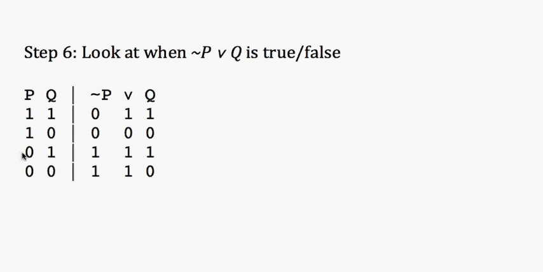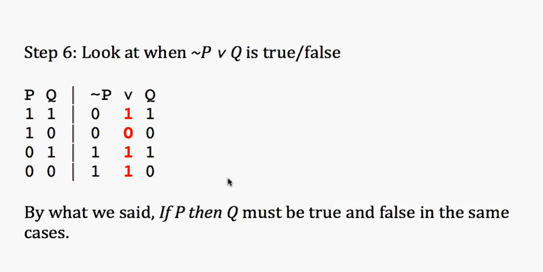Here we have a case where P is false, so not P is true, which already means our or statement has a true part. Likewise here, our or statement has a true part. So no matter which of these cases we're in, we can figure out whether not P or Q is true, and we see that this is the pattern. This is the table for not P or Q. This is when not P or Q is true and false. But what we said is that if P, then Q is true and false in the same cases. So there's its table.